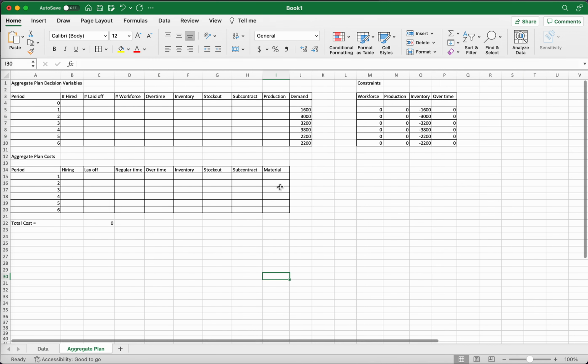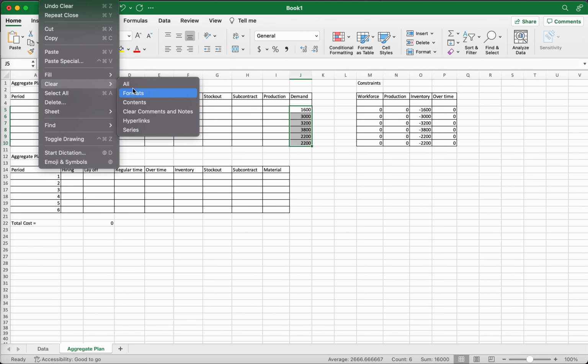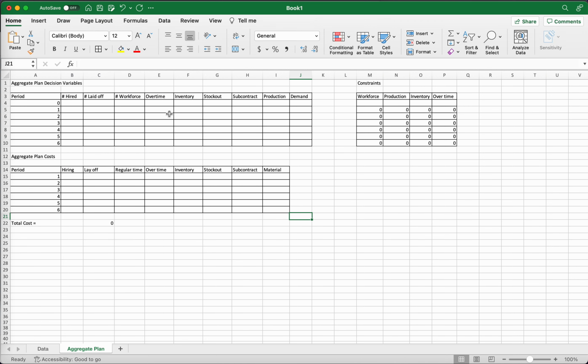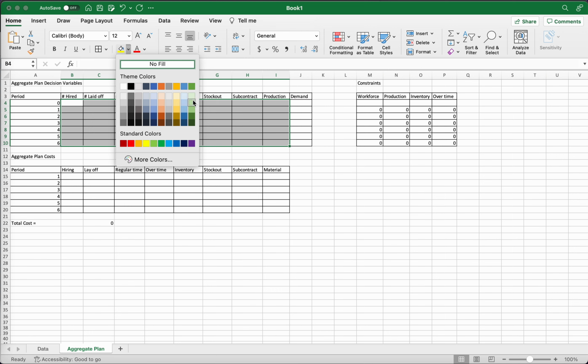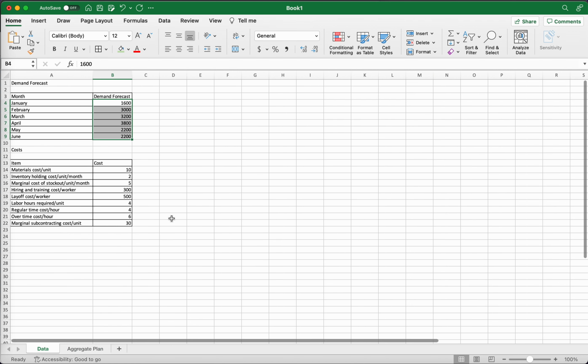I already set up a few spaces here. Let me clear this out. Right. So we are going to plan for 6 months. All of these numbers here are going to be our decision variables, the ones that we talked about before. I'm going to color that green. These are all our decision variables. So this is the demand for the 6 months that we're planning for, and those demand values are given here.